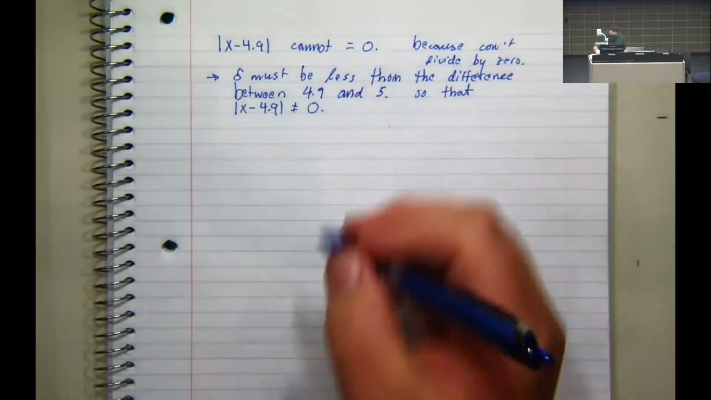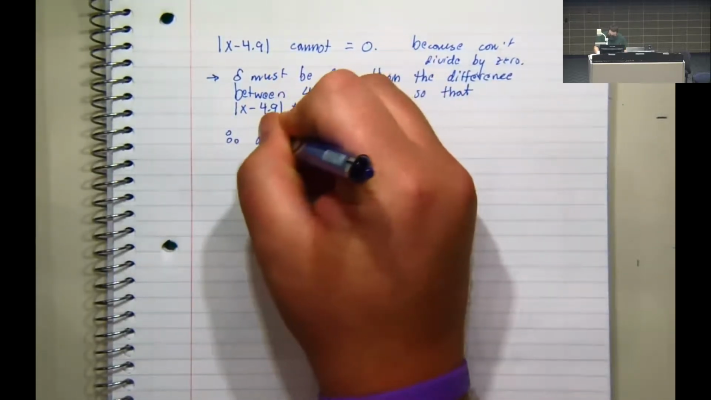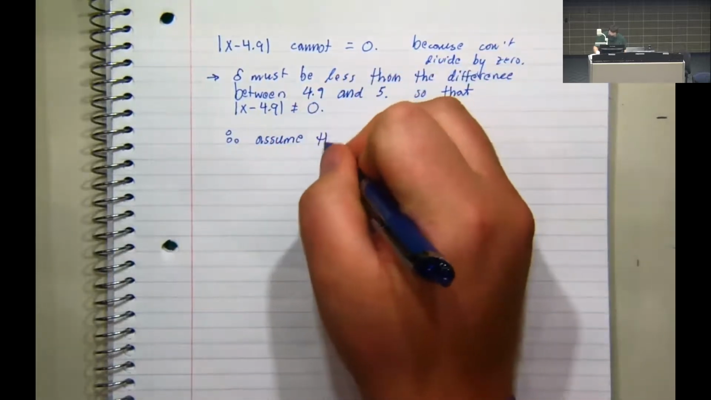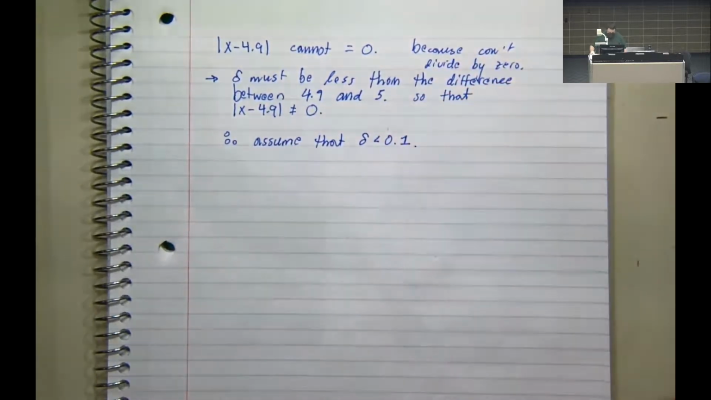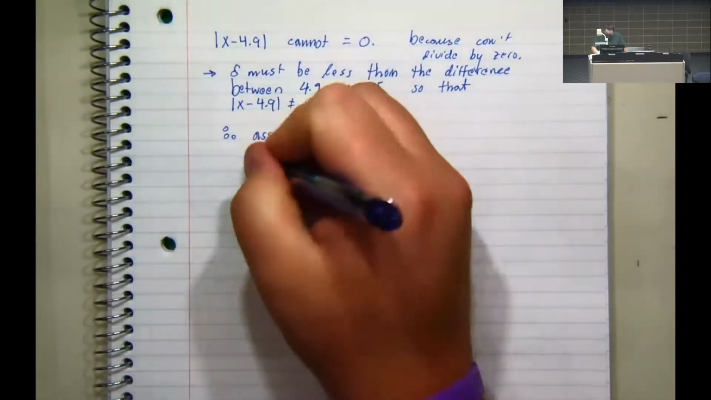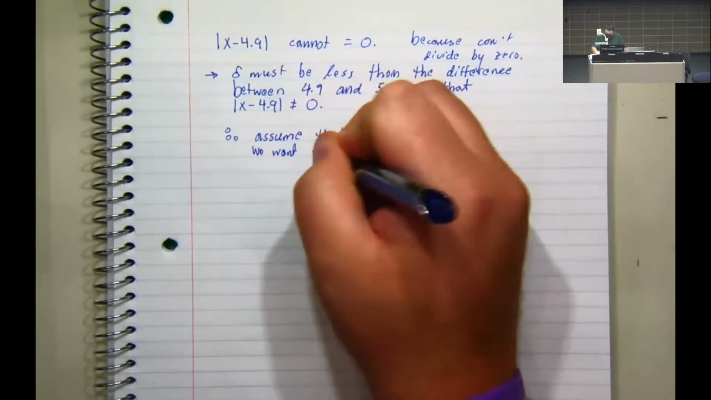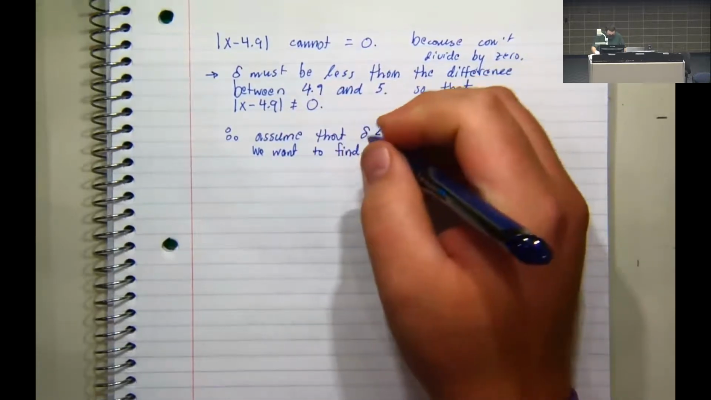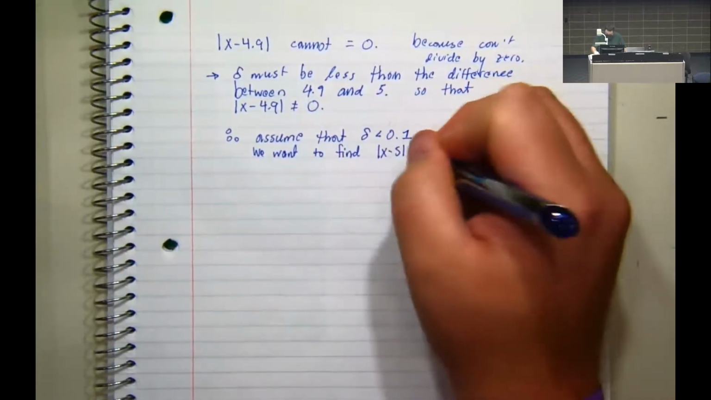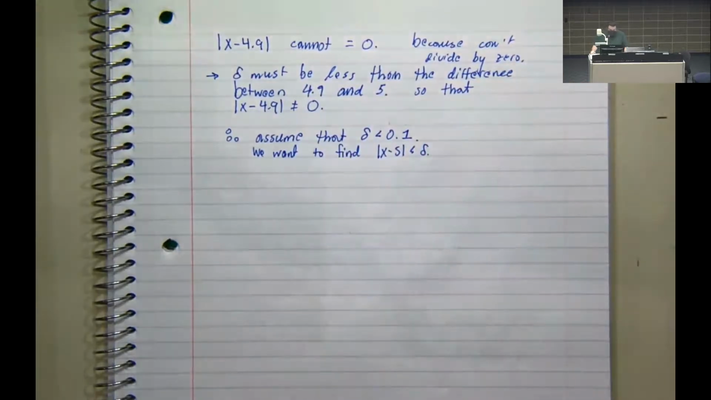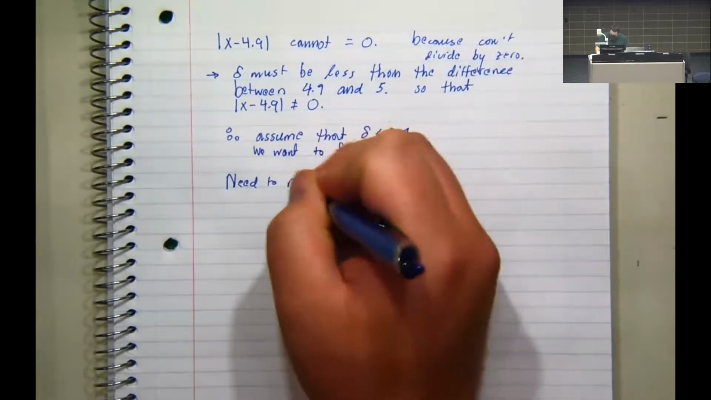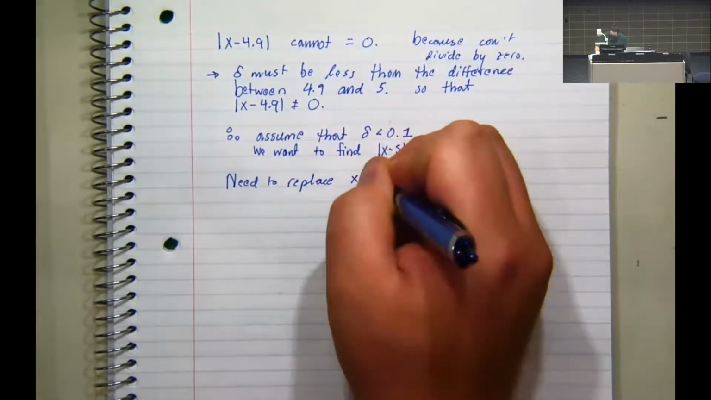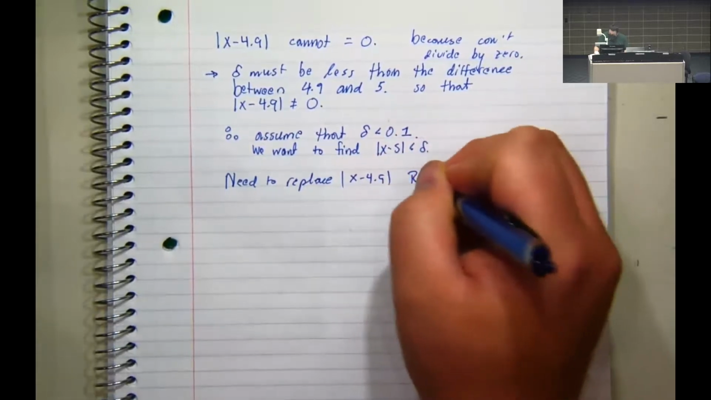So therefore, assume that delta is less than 0.1. And so we want to find x minus 5 less than delta from our previous page. Therefore, we need to replace x minus 4.9 with the right replacement rule.